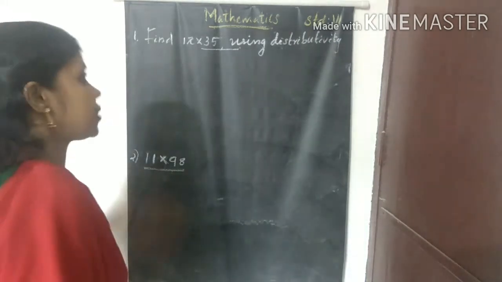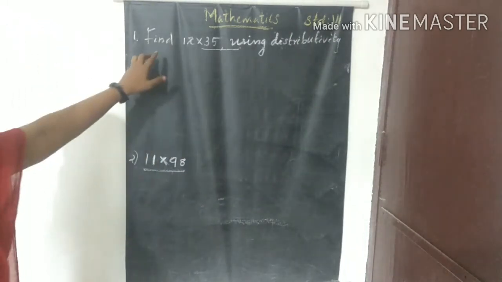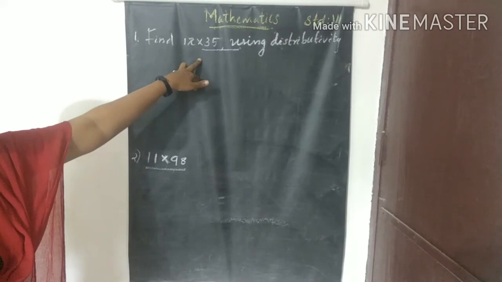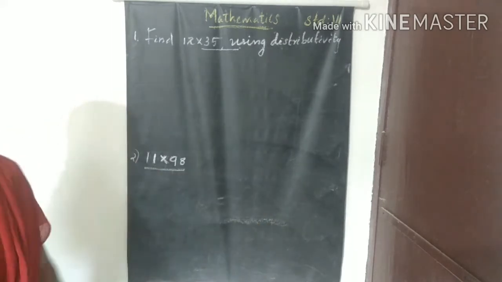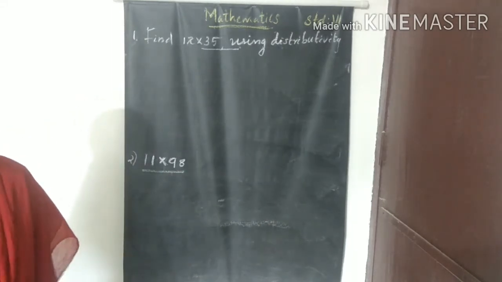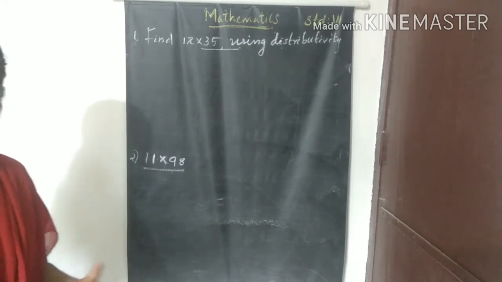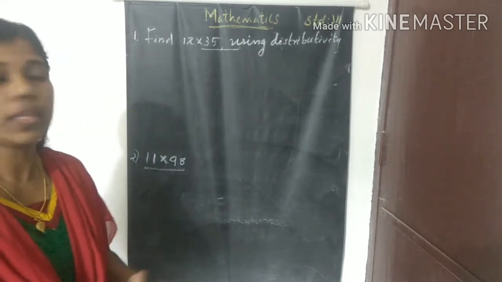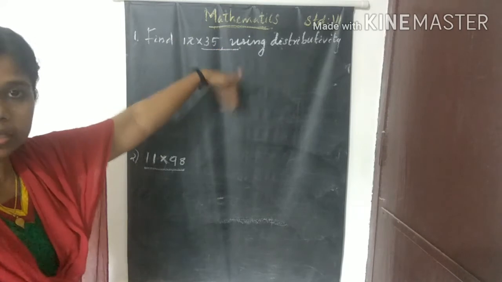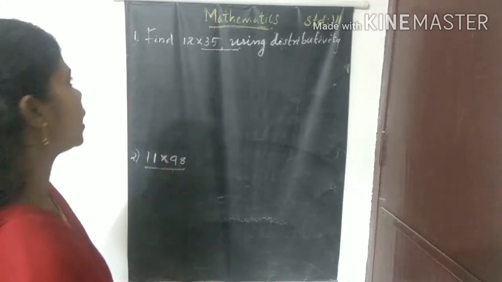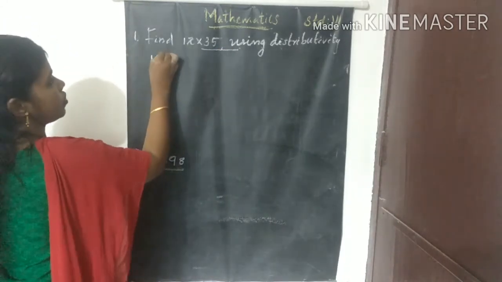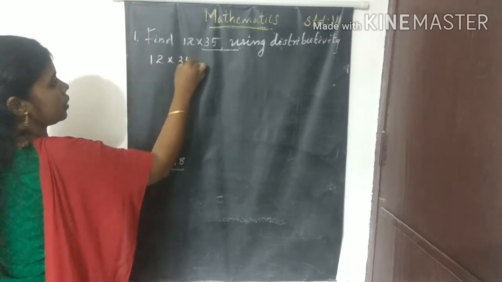Yes, two questions are given. First question: find the product of 12 into 35 using the distributive property. Okay, it is using the properties of whole numbers. First we have to write 12 into 35.